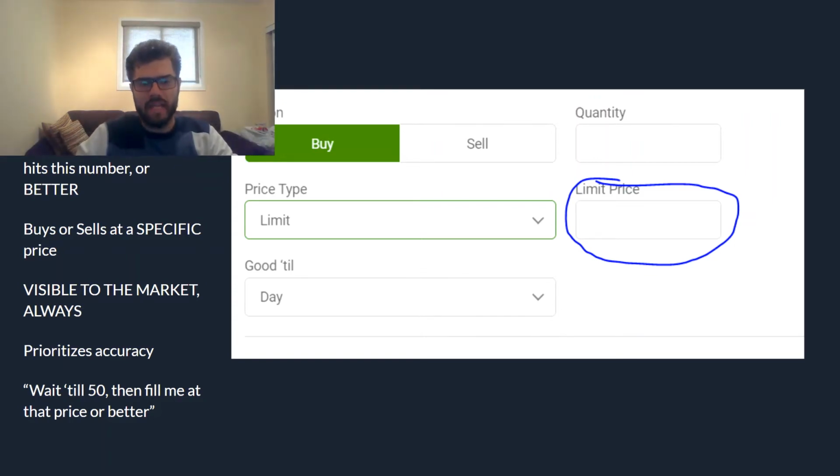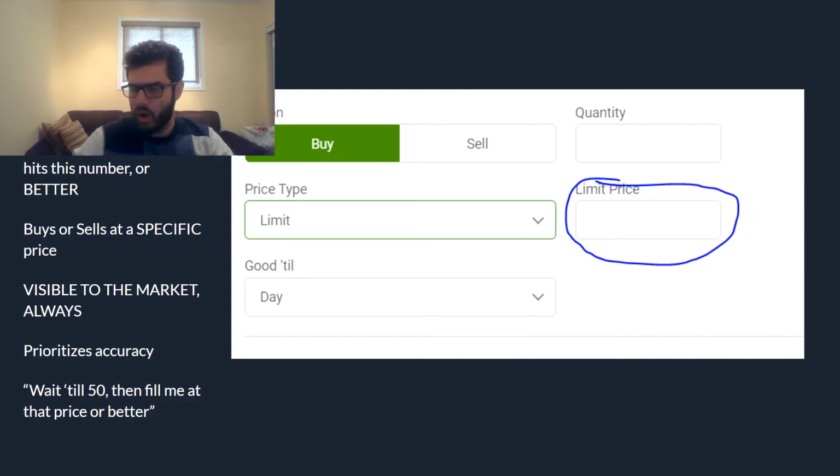It buys or sells at a specific price and it's always visible to the market. So why am I saying it's always visible to the market? I'm not going to get into that just yet. I'll get into that in the next order, but you'll see why that's a difference. It prioritizes accuracy. And what you're really doing is saying to the broker, wait till $50, then fill me at that price or better. The keyword is also better.